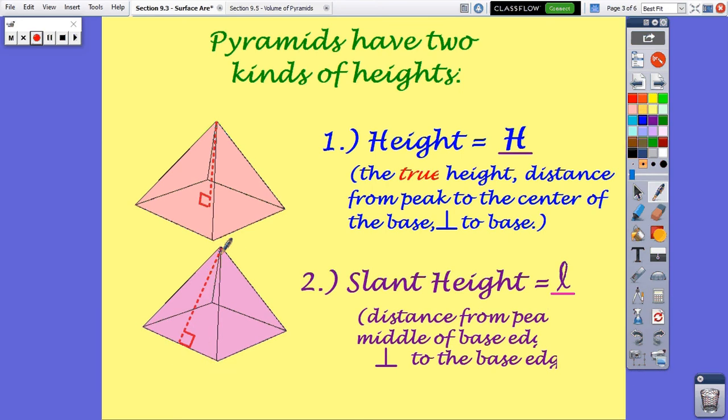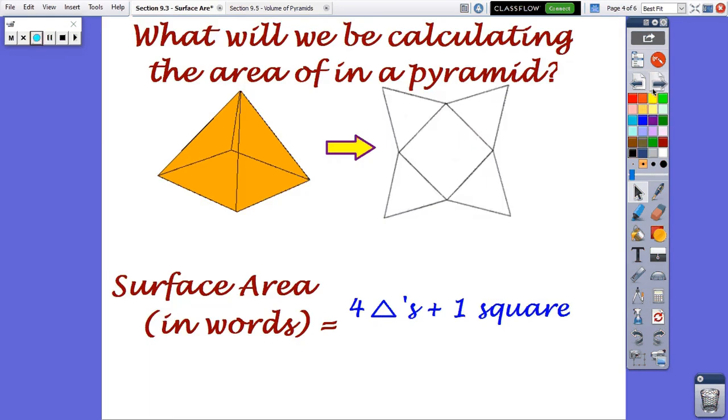It's also like saying, well, what if I didn't go down the middle? What if I went down this way? Then this wouldn't necessarily be a 90-degree angle here. It would be something bigger or smaller. All right. So slant height is going to be on the outside of the pyramid. The real height is going to be on the inside of the pyramid. And we're going to use both of these types of heights in today's video and in the next video when we talk about the volume of pyramids.